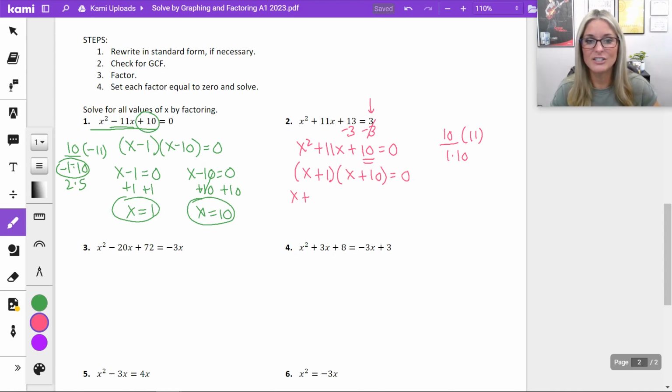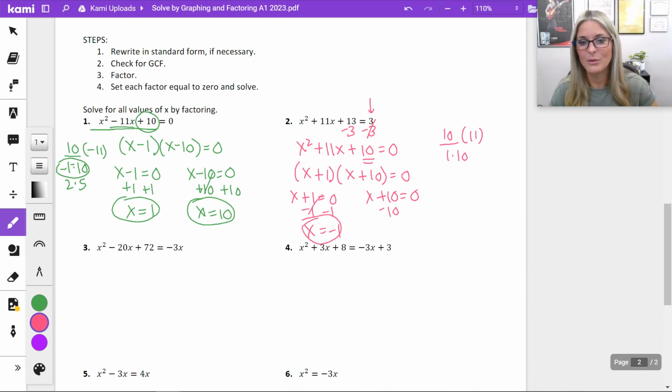Solve by setting each of those equal to 0. In the first one, x plus 1, we would subtract 1 from both sides. Our first solution is negative 1. In the second equation, I would subtract 10 from both sides. Second equation, second solution, negative 10.